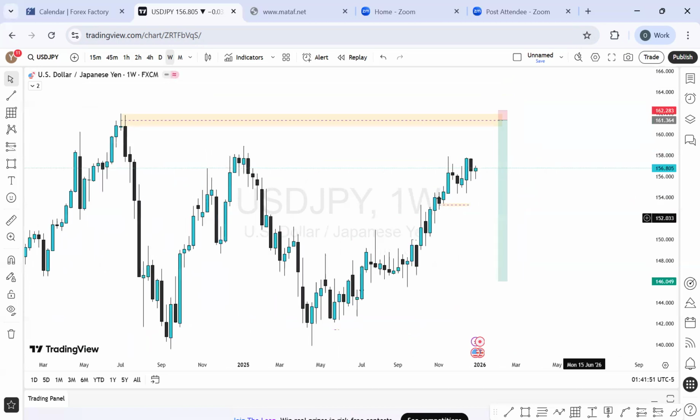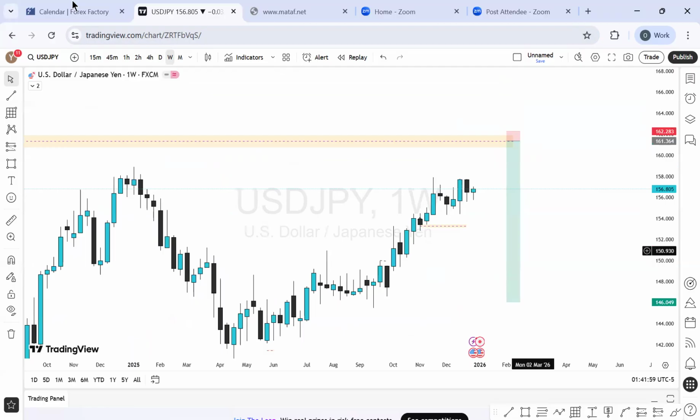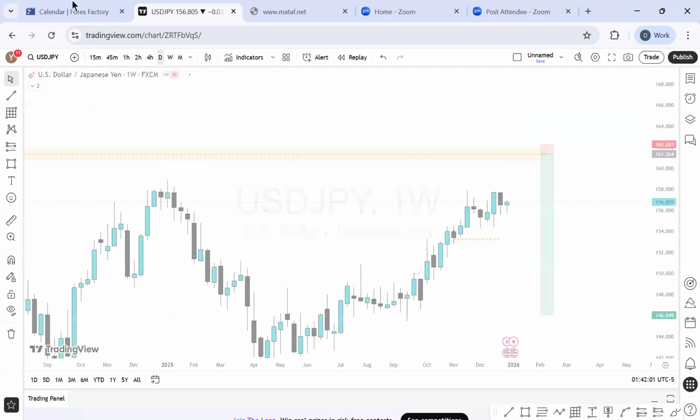But I really want to see the price get here for me to sell. That is still better off for me, following what the weekly is showing, bullish momentum right now, and that is what I want to follow also. On daily time frame perspective, how does it look like? This is what we have.